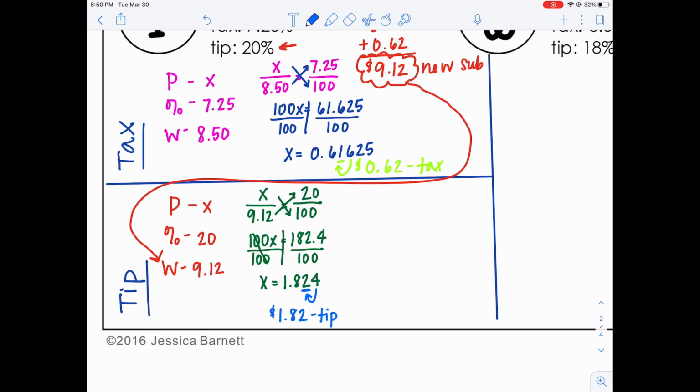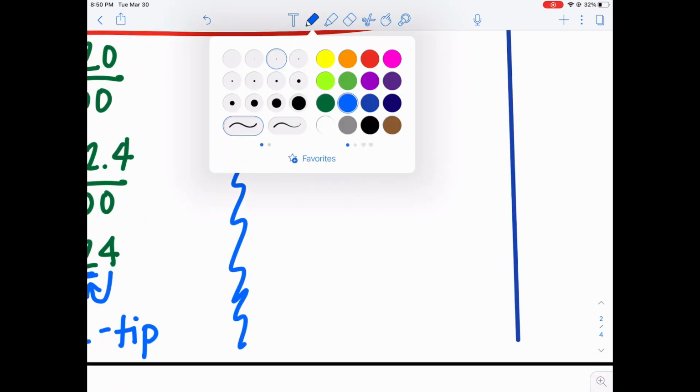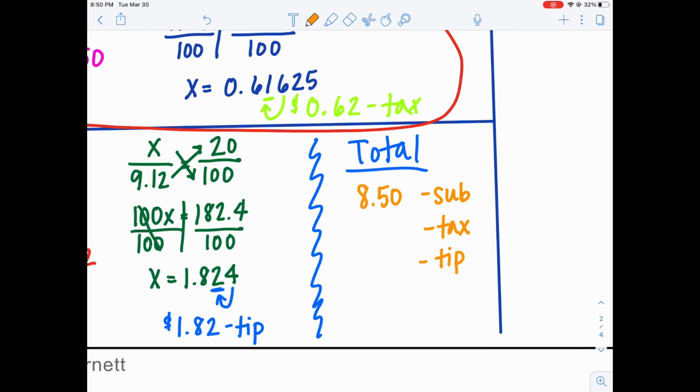Now the very last thing to do is to go and find the total. So to find the total amount, the first thing you're going to do is take the original subtotal. So that is the subtotal that you found at the beginning of the problem. So this one was $8.50. And then you're going to add the amount that you found for tax and then the amount that you found for the tip. So $8.50 plus the tax, which was 62 cents, plus the amount that I found for tip, which was $1.82.